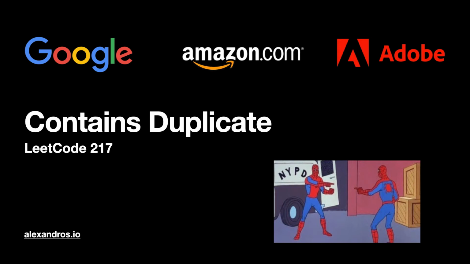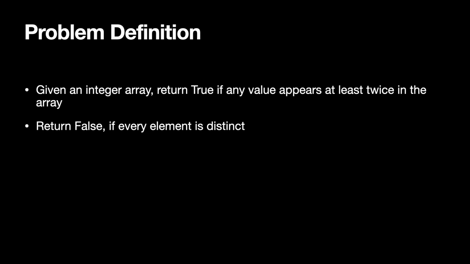This is a coding interview question that has appeared in interviews for companies such as Google, Amazon, and Adobe. Now, let's jump right in and start with the problem definition. The problem asks, given an array of integers, return true if any value appears at least twice in the array. Otherwise, if every element is distinct, return false.